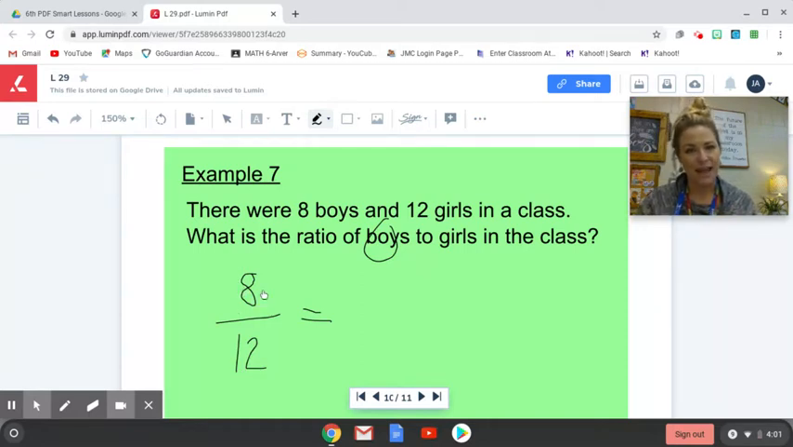So 8 divided, I better write that, just for the sake of notes. 8 divided by 4 is 2. 12 divided by 4 is 3. Both prime numbers, 2/3 is my final answer.